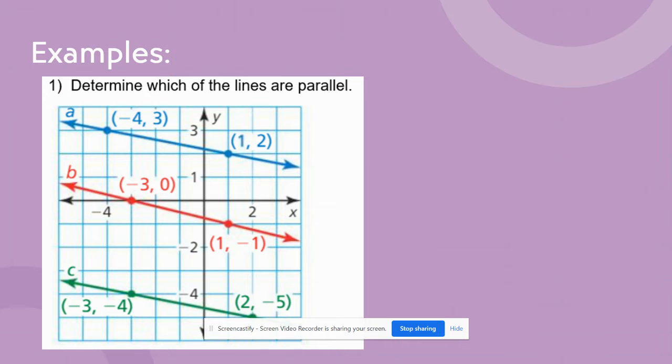Determine which of these lines are parallel. Well, in order to do that, we have to find their slope. We can do slope formula, or we can do rise over run. For line A, if I did slope formula, I have 2 minus 3 over 1 minus negative 4. Add the opposite. 2 plus negative 3 is negative 1. 1 plus 4 is 5.